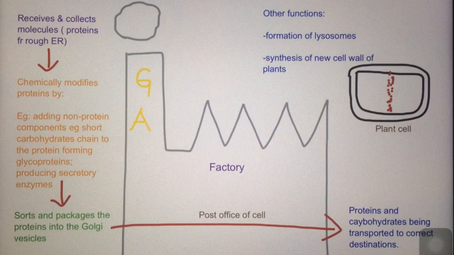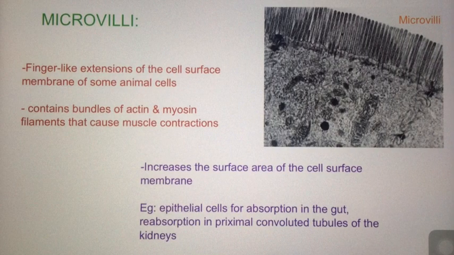Microvilli. Microvilli are finger-like extensions of the cell surface membrane of some animal cells. Each microvillus contains bundles of actin and myosin filaments, which cause muscle contraction. This allows the microvilli to remain upright and retain their shape, while still allowing their movement through the interactions of actin and myosin. The function of microvilli is to increase the surface area of the cell surface membrane.